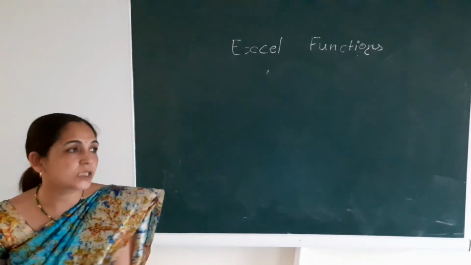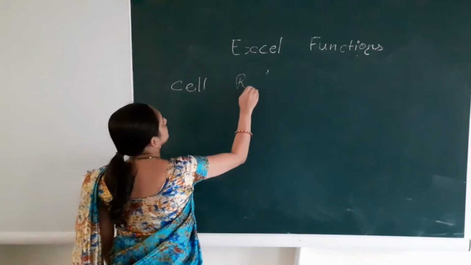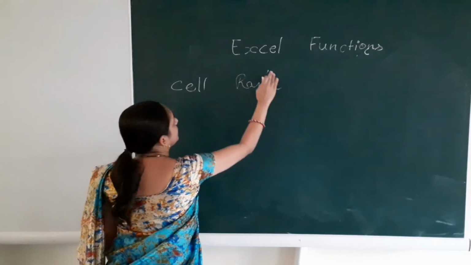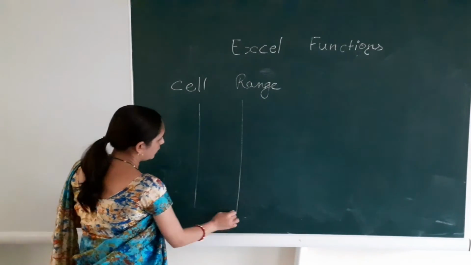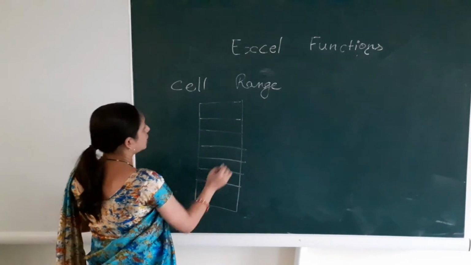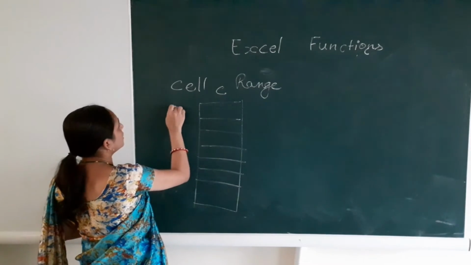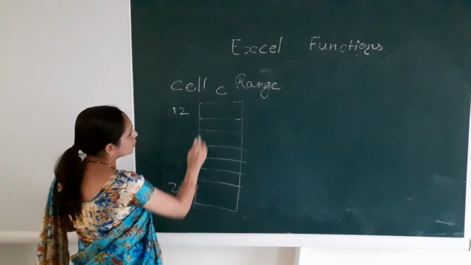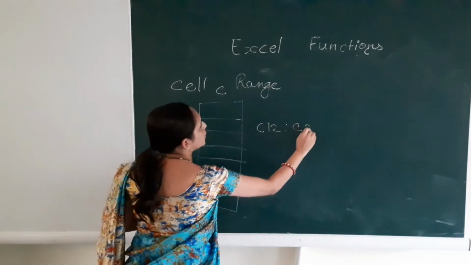Now the next topic is about cell range. A cell range belongs to the group of cells. You can select the cells in a column also. Suppose in the C column, the cell numbers are from 12 to 20. So its cell range will become C12 to C20.